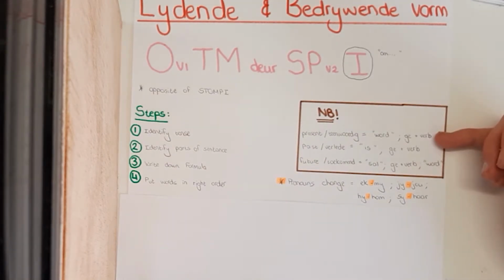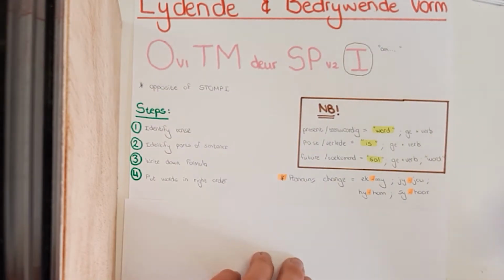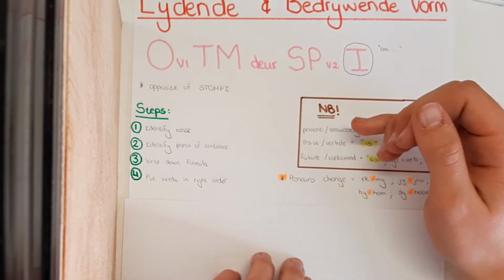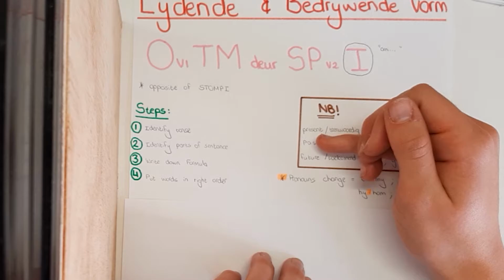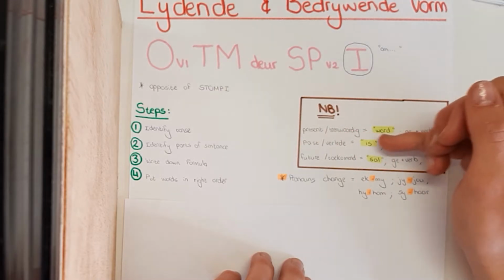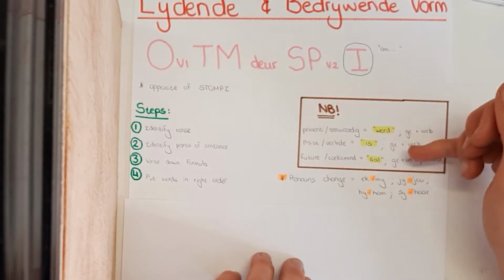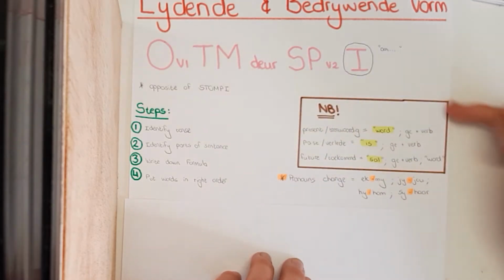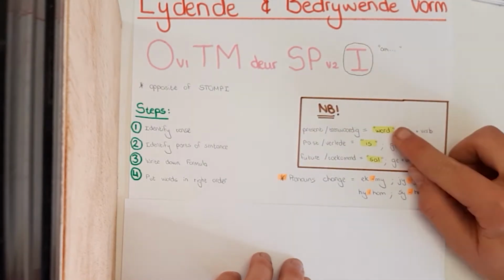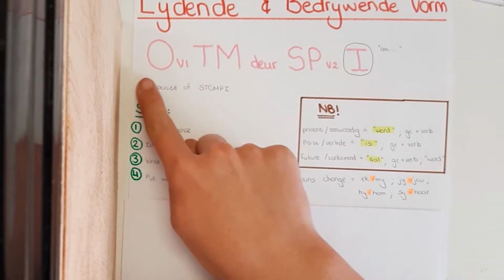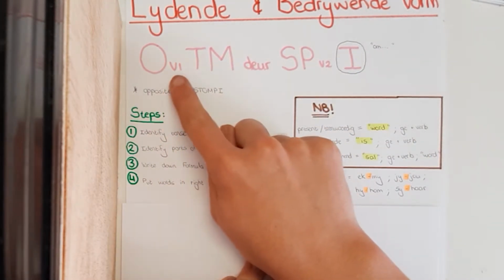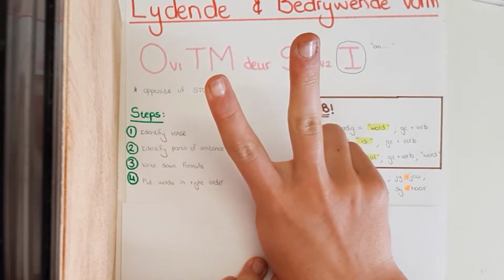So some important things to take notes of. If your sentence is in the present or the teenwoordige tyd, there's a specific formula for it, just like there is for the past and the verlede tyd, and the future and the toekomende tyd. This block is something you have to study and just know off by heart. The words that are highlighted change your verb 1s. So if we look back at your formula, the verb 1 sits in the second position.